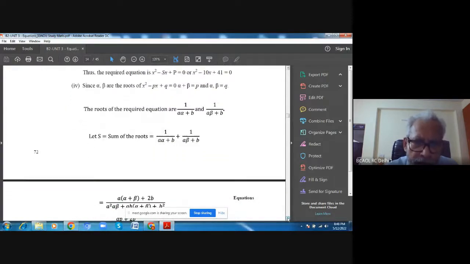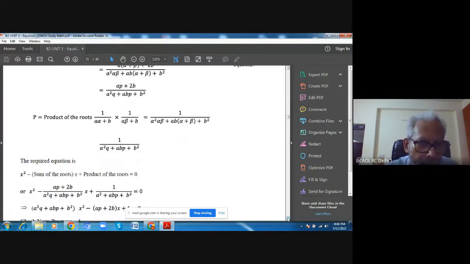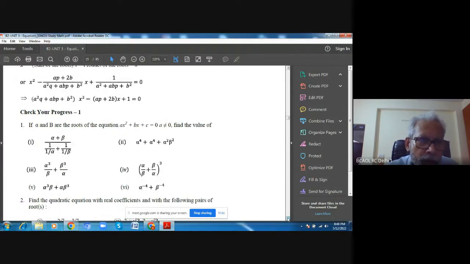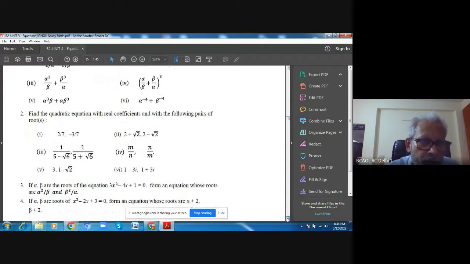So let's see another type. Okay, this is the type of thing that can come in the exam. Let's see how the solution is given. Find the quadratic equation with real coefficients for the following pairs of roots. Now, a different type.